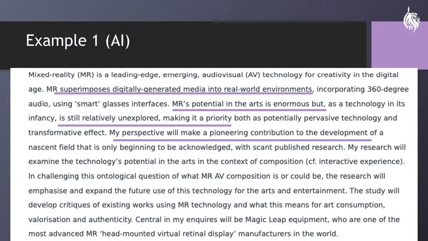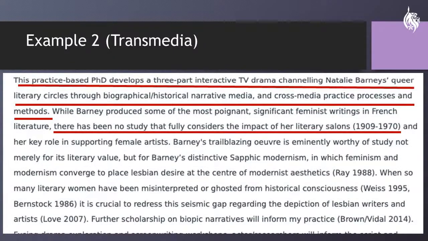And if we go to another example, let's now go to the example of transmedia. In this particular example, which is practice-based, I love this example actually. So this practice-based PhD develops a 3-part interactive TV drama channeling Natalie Barney's queer literary circles through biographic, historical narrative media and cross-media practice processes and methods. So while Barney has produced some of the most poignant, significant feminist writings in French literature, they're identifying there is literature there, this is the key bit. There has been no study that fully considers the impact of her literary salons and her key role in supporting female artists.